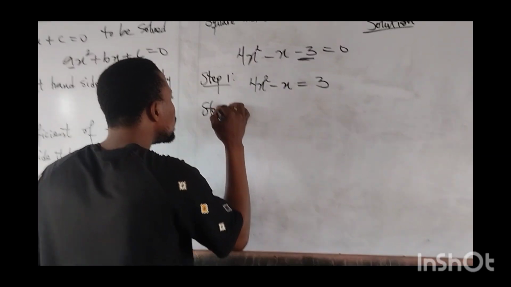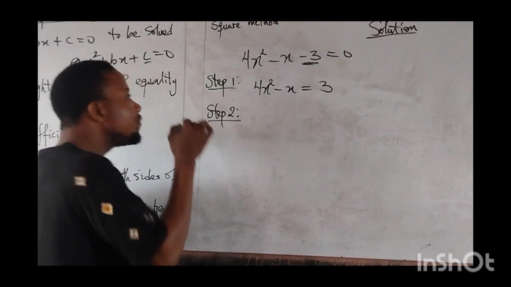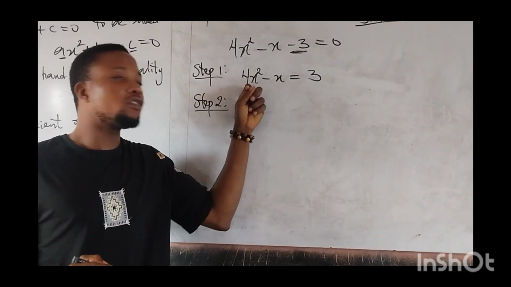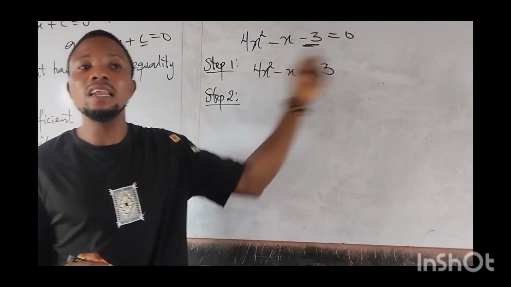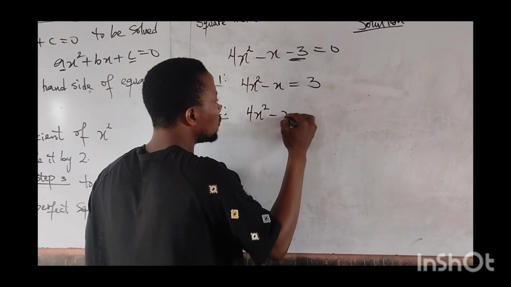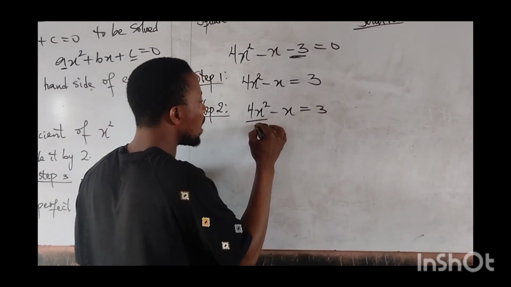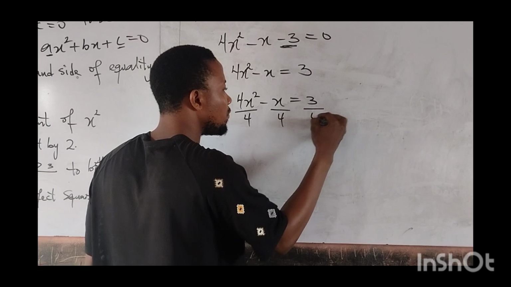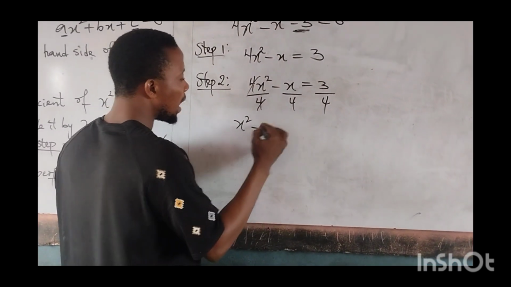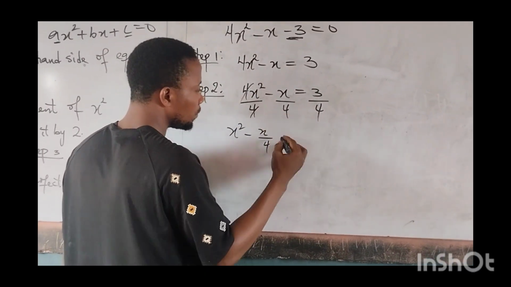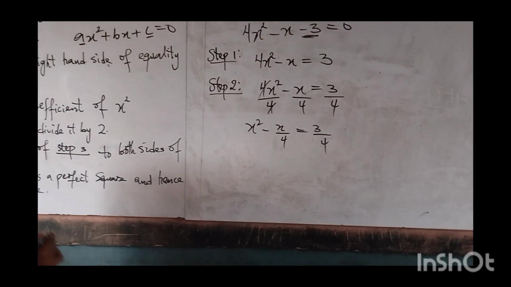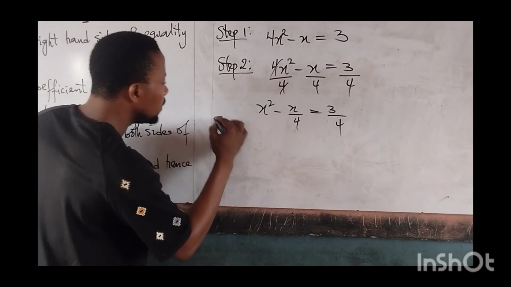Now, you divide all through. That's step 2. Step 2 states that you divide throughout by the coefficient of x squared. This is the coefficient of x squared, which is 4. So you are dividing throughout by the coefficient of x squared. So you have 4x squared minus x equal to 3, divided by 4, divided by 4, divided by 4. The 4 we cancel here. So you have x squared minus x over 4 equal to 3 over 4. That's step 2.